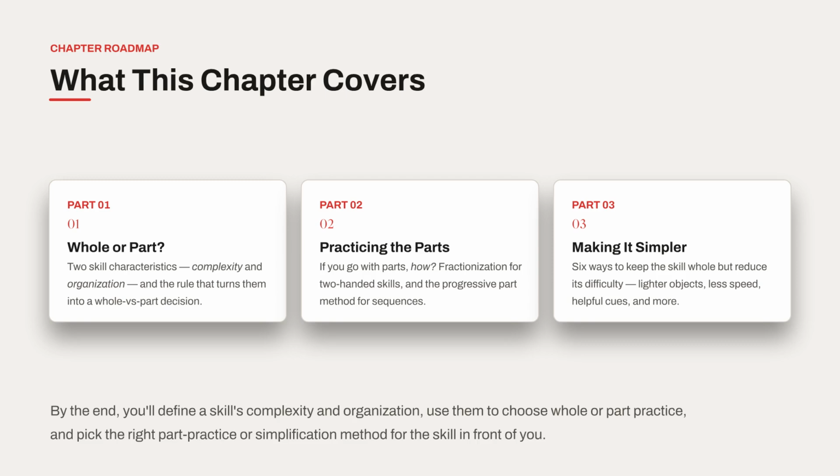Part 2 assumes you've decided on parts and asks the obvious follow-up: which kind? There are 2 main methods here: fractionization, for skills where your 2 hands or feet do different things, and segmentation, better known as the progressive part method, for skills that are really a sequence.